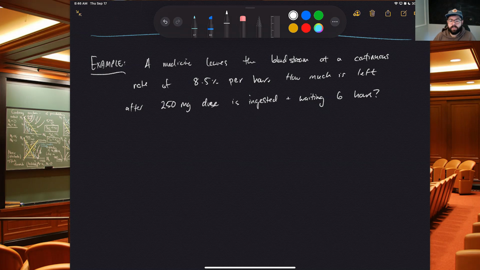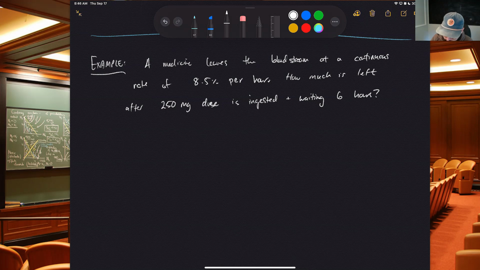So let's see how this continuous growth rate might work in practice. If we have a medicine that sits in the bloodstream but is continuously being filtered out through the kidneys at a rate of about 8.5% per hour, how much is left after a 250 milligram dose was ingested and we waited 6 hours, right? So how much can we expect at that kind of halfway through the day? How much of this medicine's actually in your system?